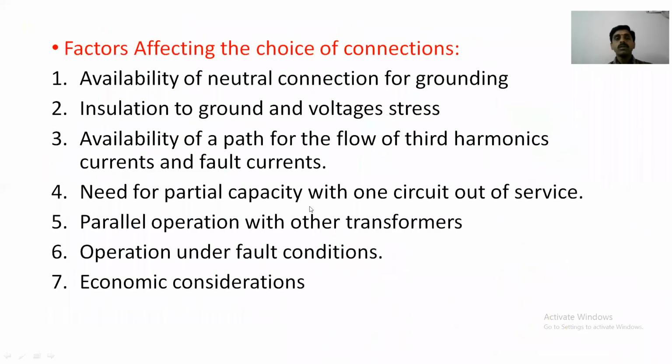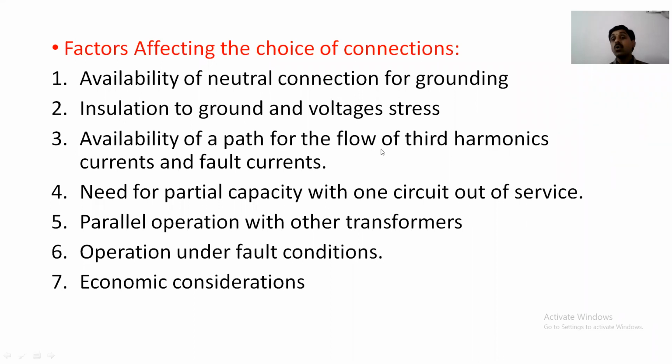Okay. So, what are the factors affecting the choice of connections? Which type of connection do you have to take? It all depends upon the availability of the neutral connection for grounding. If the neutral is available, you can take star-delta, delta-star, star-star and so on. You cannot take delta-delta for that. If a neutral connection is there, that is always better. A neutral-to-ground connection is required. You can understand that: insulation to ground and voltage stresses.